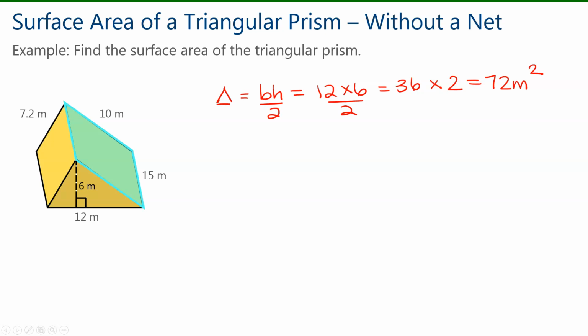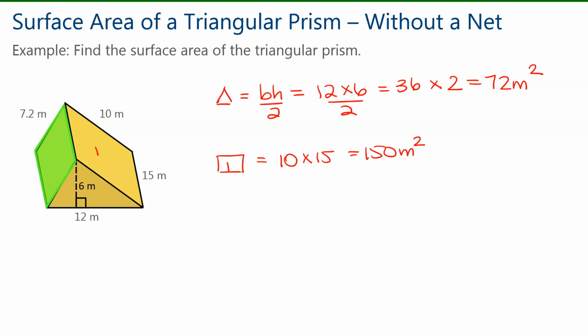I'll then focus on this rectangle here on the right. I'll call this rectangle number 1. And to find the area of a rectangle, it's 10 by 15. 10 by 15 is 150 meters squared. Next, I'll focus on this rectangle here on the left. That's 7.2 by 15, because again, this side is parallel to 15. So I can write that in. So rectangle number 2 is 7.2 times 15, and that gives me 108 meters squared.